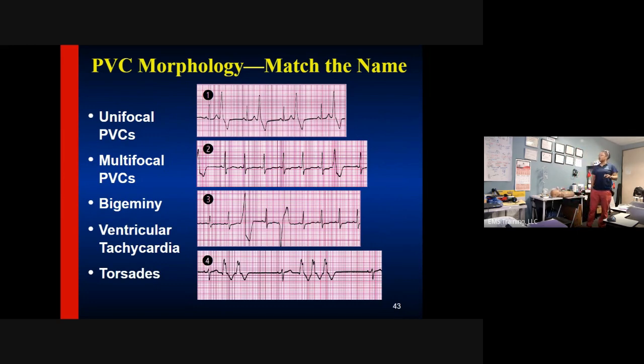Torsades, that's your polymorphic VTAC, right? And your VTAC is your monomorphic VTAC. So your PVCs can occur in trigeminy, bigeminy, quadrigeminy. It can be multifocal or unifocal. It can be in a couplet, which is 2, or 3 or more, which is a run-on VTAC.